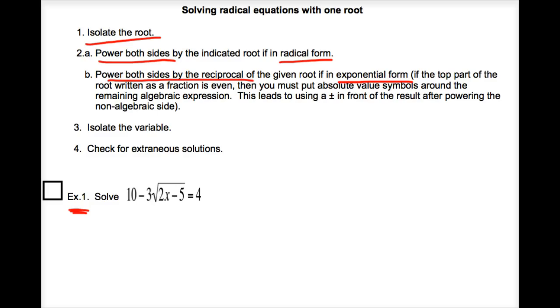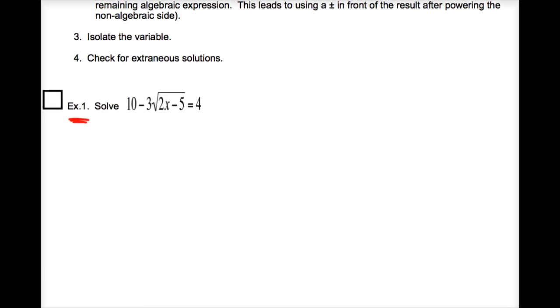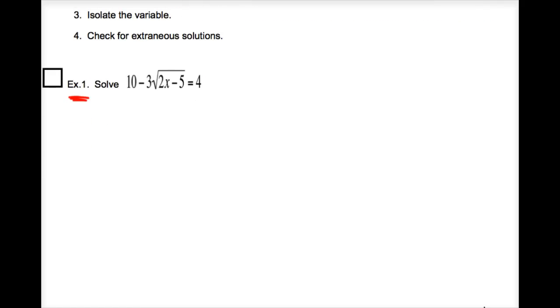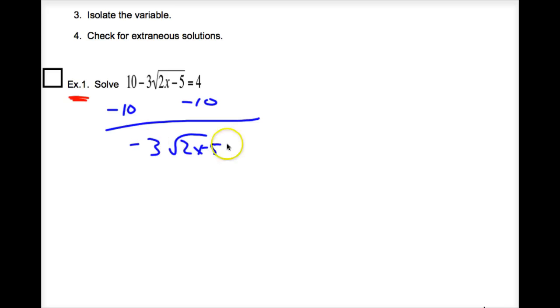After you power, you get the variable alone, and it's important to check your answers as you may create extra answers. When you power both sides by an even number, like a 2, squaring both sides, or powering by 4 or 6, you can create extra answers, so it's important to check your answers to see if you get one that doesn't really work. Okay, so first thing, get the root alone. Minus the 10 over, and divide by -3.